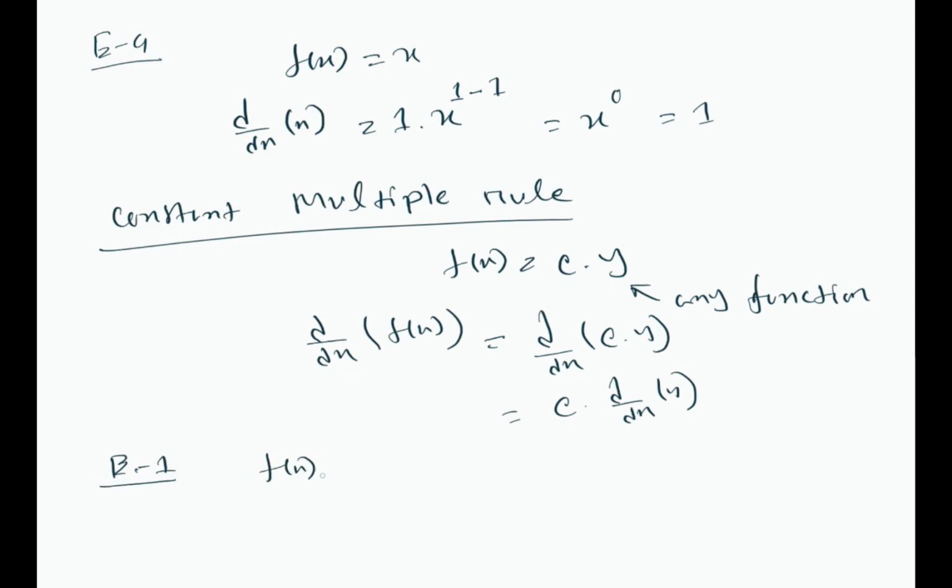For example 1, we have a function f of x is equal to 5x. So the derivative of this function, d/dx of 5x, is equal to, first we can factor out this 5 from the differentiation, then we can write d/dx of x. From the last example, the derivative of x with respect to x is 1, so we can write 5 times 1, actually 5. So our answer for this question is 5.